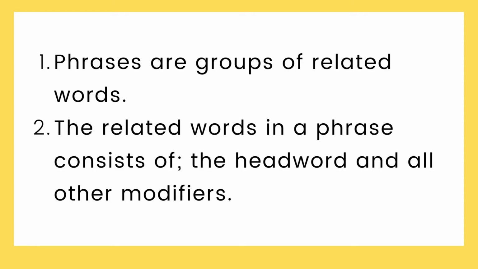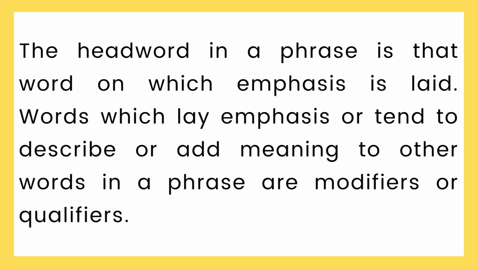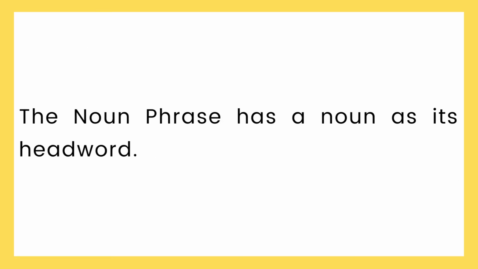In the previous lesson, we established that a phrase is a group of related words, and that the related words in a phrase consist of the head word and all other modifiers or qualifiers. We also established that a head word in a phrase is that word upon which emphasis is laid, and that words which lay emphasis, that is, those words which tend to describe or add meaning to other words in a phrase, are modifiers or qualifiers. For that reason, a noun phrase is a group of related words with a noun as its head word. Simply put, a noun phrase has a noun as its head word.